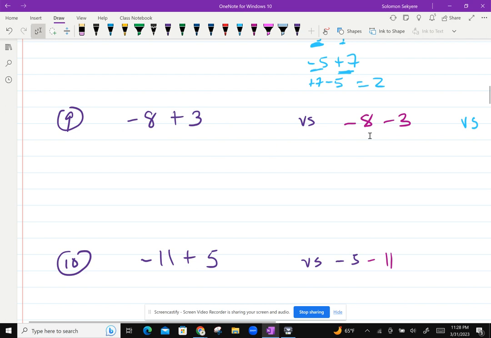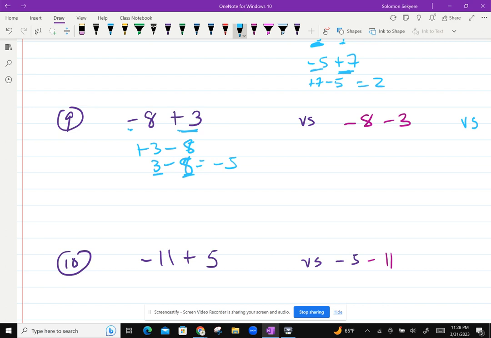Compared to negative 8 minus 3. What are you going to get here? What are you going to do? I said write that first, right? Plus 3 minus 5. Same as 3 minus 8. A bigger number from a smaller number. What are you going to get? Okay, it's going to be negative 5.